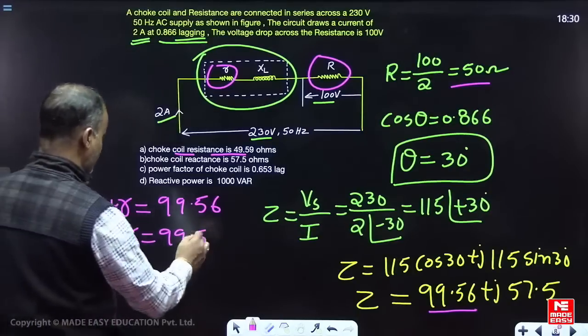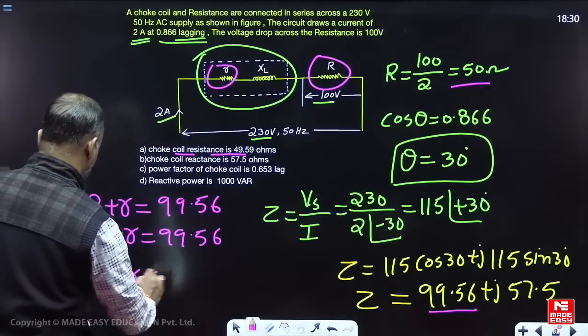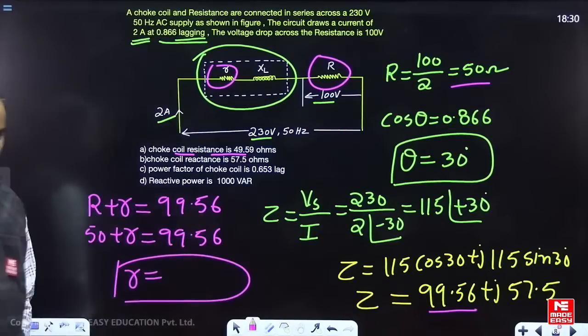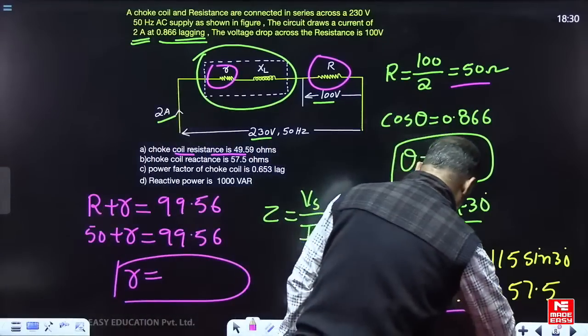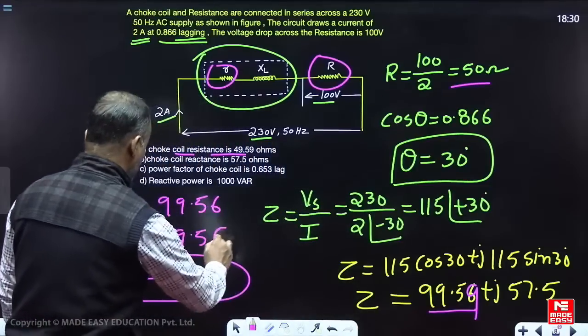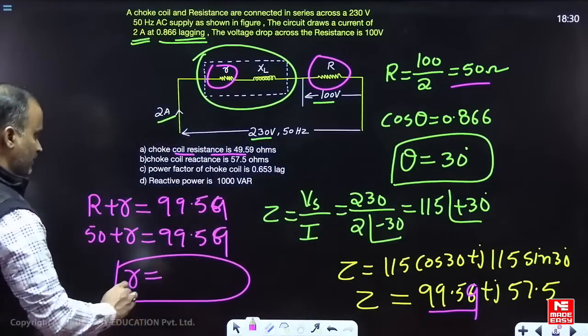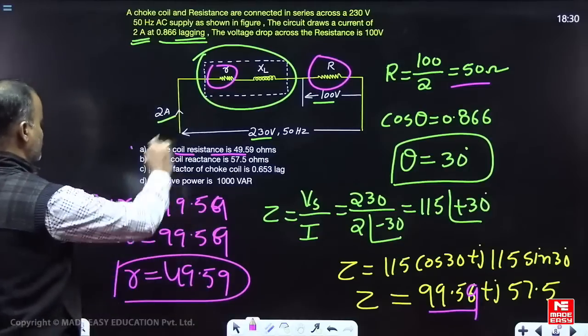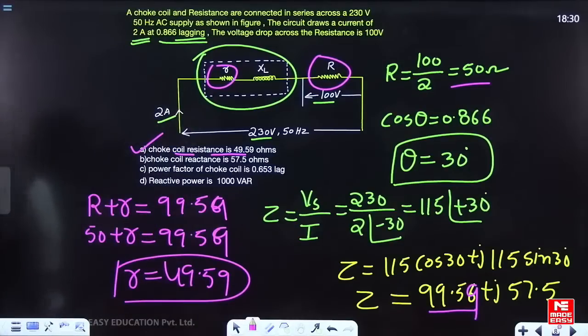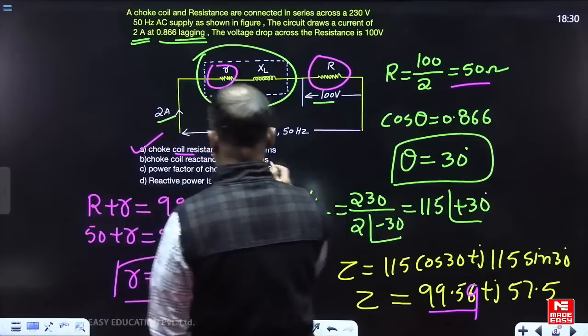Now by simplifying, can you find the R value? Many students are saying this is 59. Okay, I will write your answers, don't worry. By simplifying, what is the answer? 49.59. That means the first option is the correct resistance value. What is the one more requirement? The second one is the reactance.